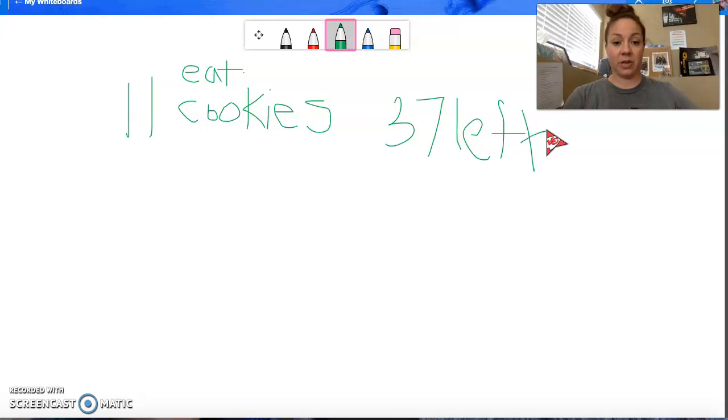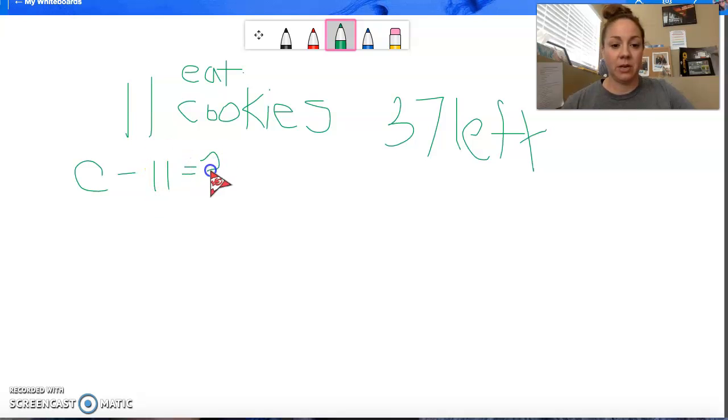We need to figure out how many cookies you started with when you first baked your cookies. So you know that you ate 11 of them. You have 37 left. So we're going to set up our problem as C, the unknown variable of cookies, minus 11 equals 37.